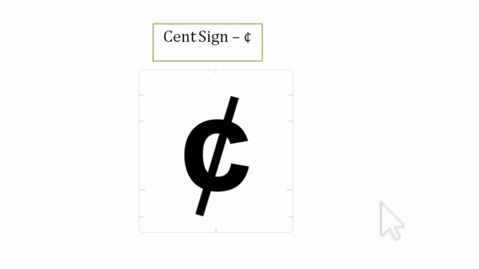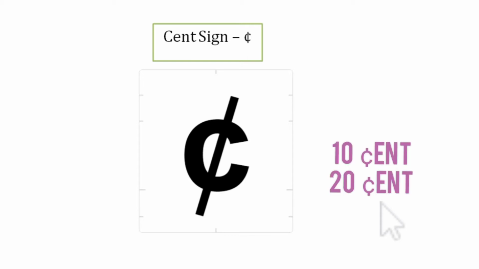Next is cent sign. It is used after a number to indicate that the number represents cents. Cent is basically known as a currency. If we don't want to say money or currency, we can say cent.